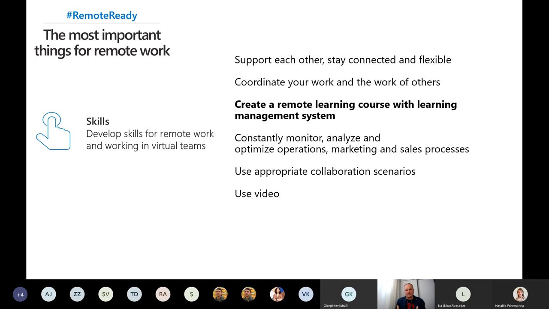Create courses for that. This is a very great thing. We did it in our company, Smart Business. We developed some learning courses for employees, put them into our learning management system, and assigned them to the employees so they can learn what to do while being remote. Constantly monitor all the processes that are going on and look at what can be optimized in terms of operational things, like in marketing, sales, operations, finance, etc.